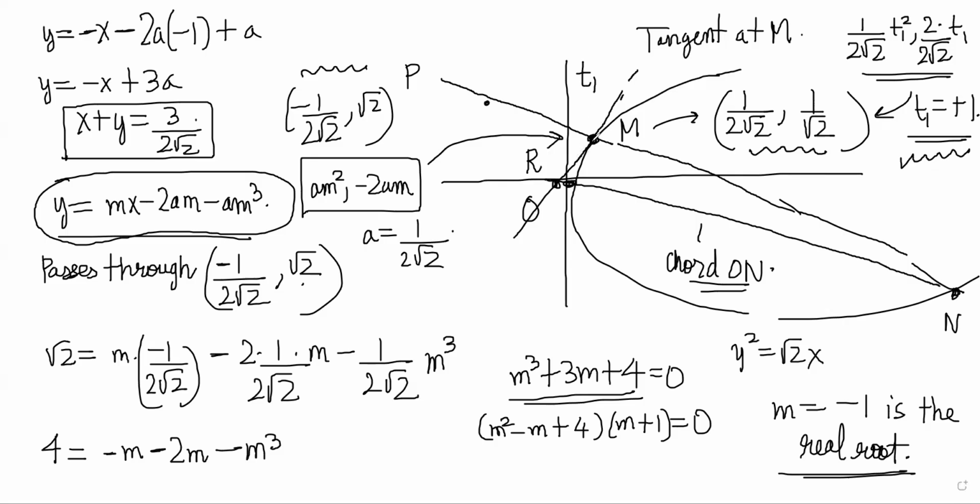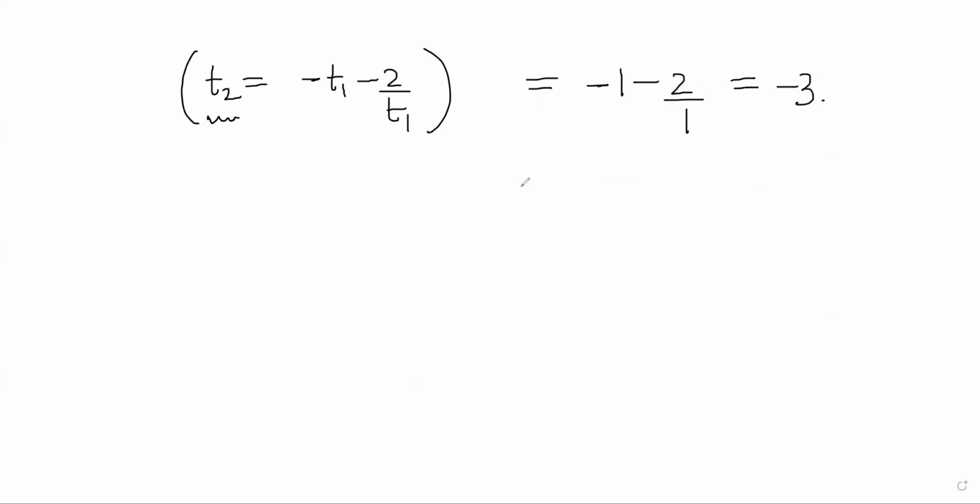And we have to find where the normal cuts the curve again, right? If the normal at T1 cuts the curve again at a point, that point is given by T2. We have learned a relation between T1 and T2, and that relation is T2 is equal to minus T1 minus 2 by T1. This is the point T2 where the normal at T1 cuts the parabola once more. So now putting the value of T1 as 1, you get minus 1 minus 2 by 1 is equal to minus 3. So T2 is minus 3, and therefore the point N, the second point, is coming out to be a T2 square comma 2a T2, where a is 1 over 2 root 2.